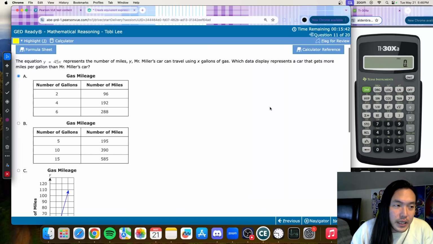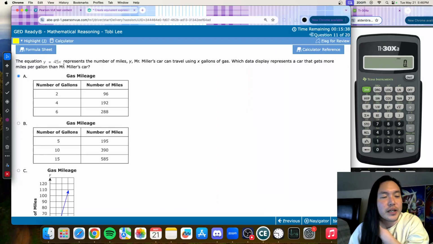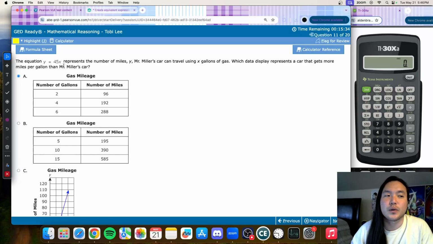I don't know what else to say. So we have this equation y equals 45x, which represents the number of miles y Mr. Miller's car can travel using x gallons of gas. Hopefully you understand that would mean that if I have 1 gallon of gas, I could go 45 miles. That's literally 45 miles per gallon.